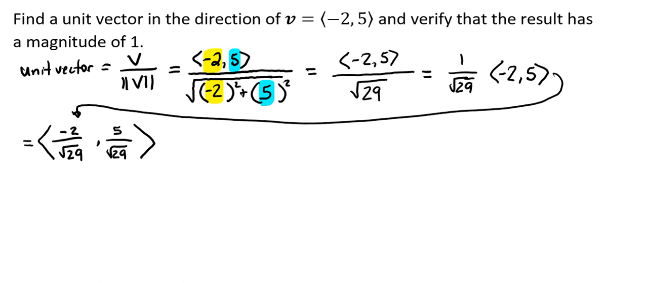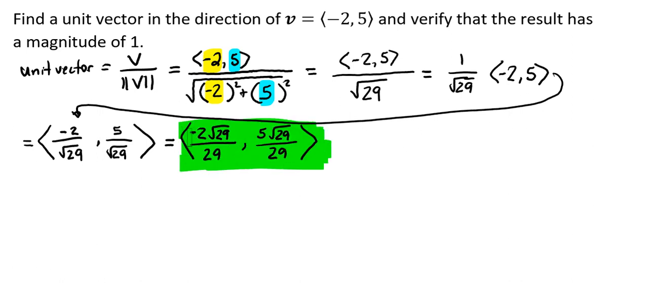rationalize those. So if we rationalize those, we're going to have -2 times the square root of 29 all over 29, 5 times the square root of 29 all over 29. All right, and so that is our unit vector right here. Okay, that's our unit vector.